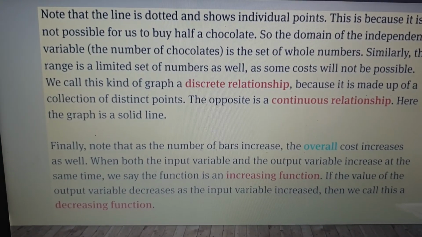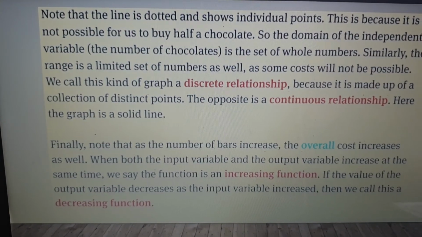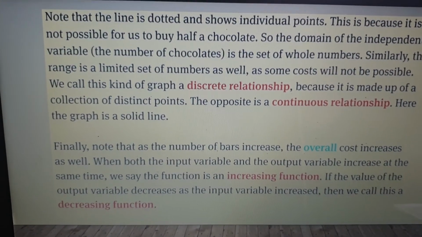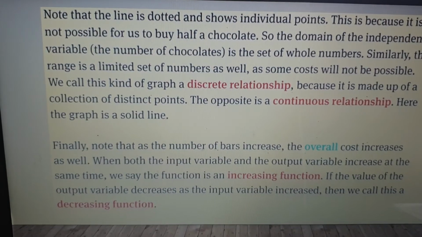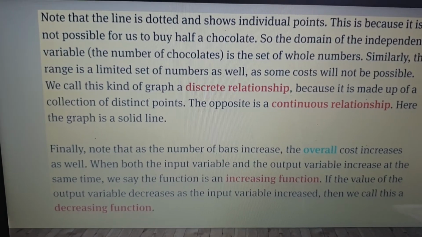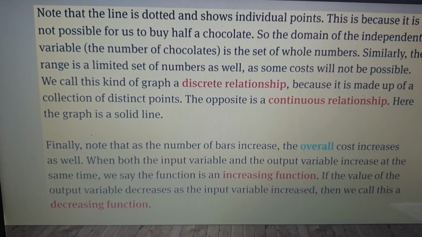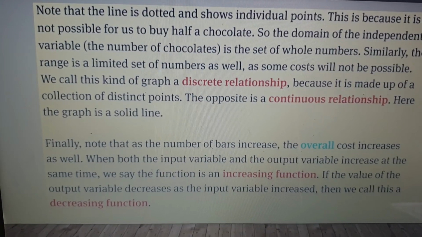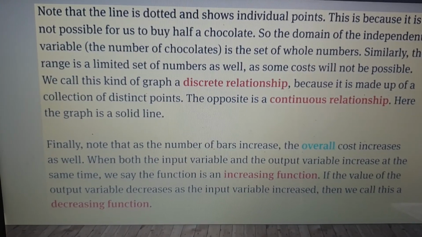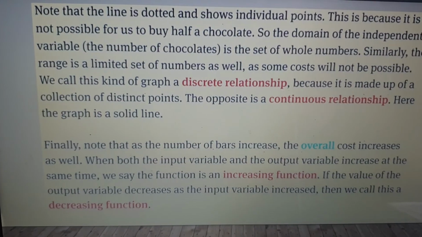And then finally, we're looking at increasing and decreasing functions. So an increasing function is when the one value increases, the other also increases. That means the more chocolates I buy, the more money I have to give. That is an increasing function. A decreasing function does the opposite. The less I do, the less I have to pay. So that is a decreasing function.